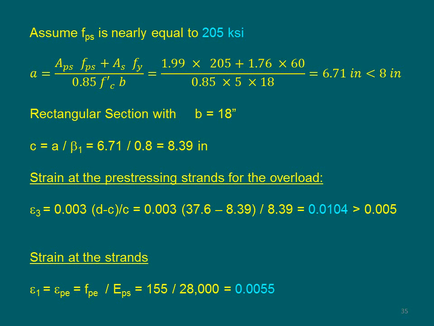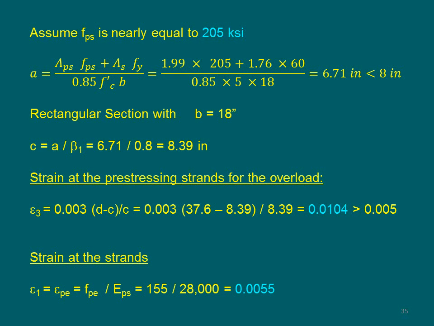strain. And for that, this strain here is higher than the 0.005, and this is going to be the limit at which we decide whether the phi factor is going to be 0.9 or is going to be in the transition zone according to the ACI. 0.01 is pretty high, so I know here for sure that the phi factor is going to be equal to 0.9. Now I have three components for the strain in the strands.